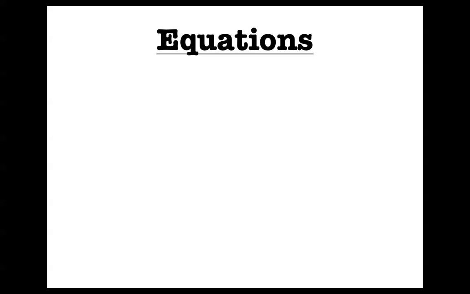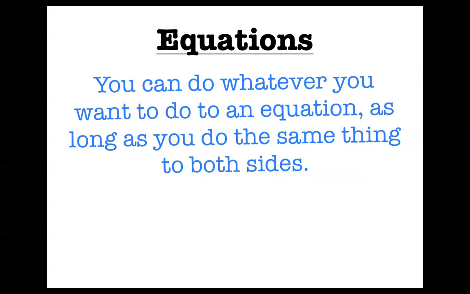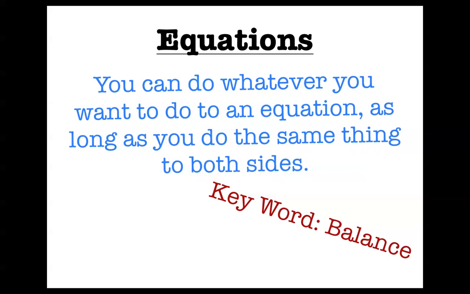Alright, the funny thing about equations is you can do whatever you want to do to an equation as long as you do the same thing to both sides. So that means you could triple both sides of an equation. That means you could double the left side of an equation as long as you double the right side too. It means that you could add 18 to the right side of an equation as long as you add 18 to the left side too. The key word here is balance. You need to balance out whatever operation you do to each side of an equation.